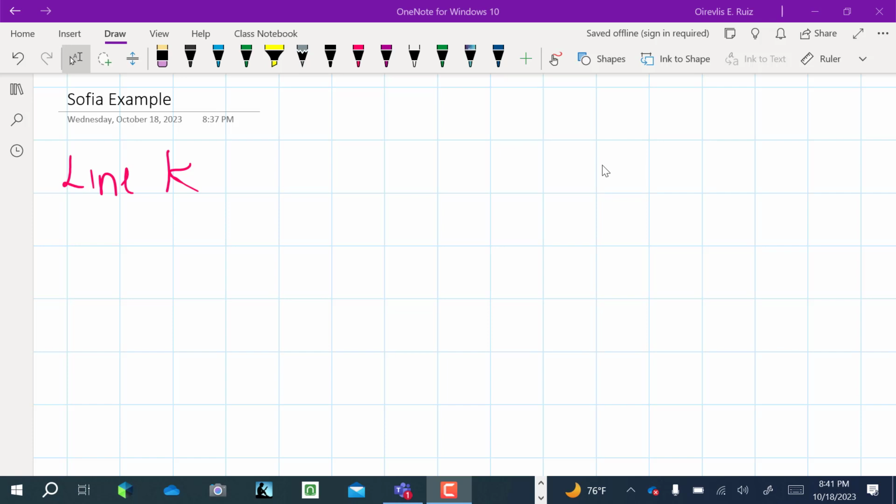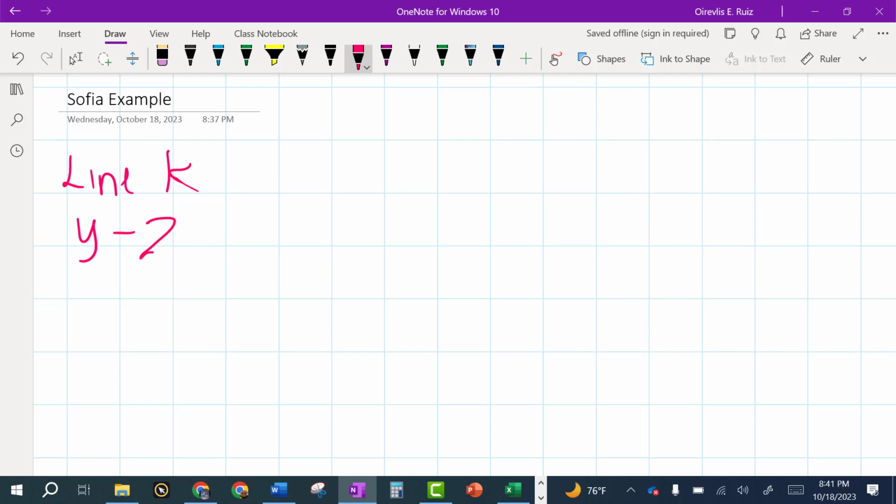All right, Sophia, I'm going to go over this problem with you. So I'm reading it out loud. It says that the equation of line K, so let's take a look at line K here. All right, line K, the equation is y minus 2 equals 1/2 times x minus 6. So this is the point slope equation for line K. I'm going to do that one in pink.